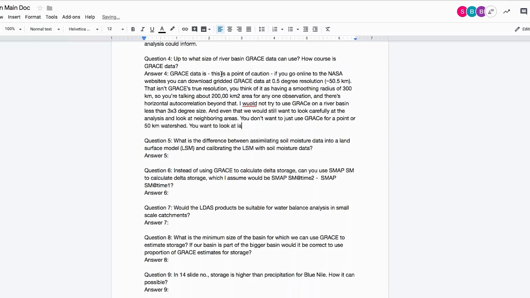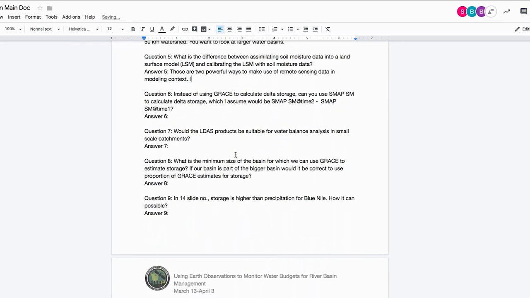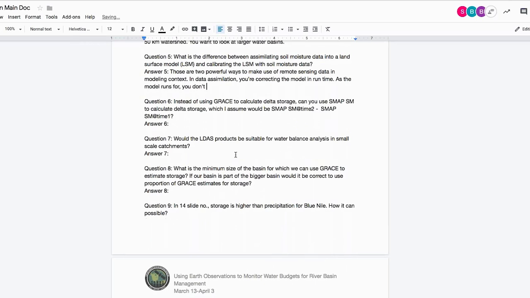Question 5: what is the difference between assimilating soil moisture data into a land surface model and calibrating the land surface model with soil moisture data? Right, those are two powerful ways to make use of remote sensing data in the modeling context. In data assimilation, you are quite simply correcting the model in runtime. As the model runs forward, you adjust it. You don't change the parameters of the model. You simply correct the predictions.